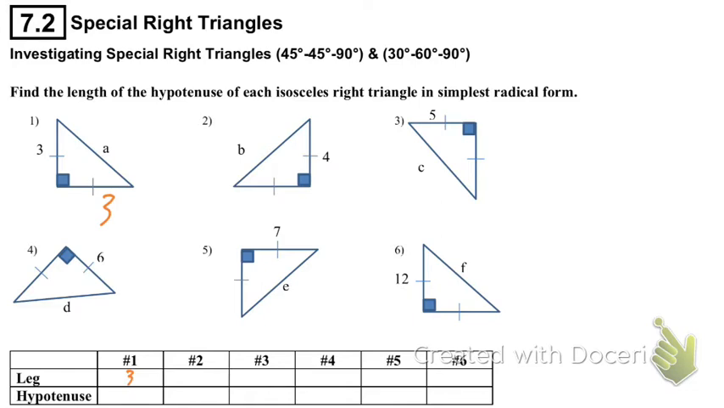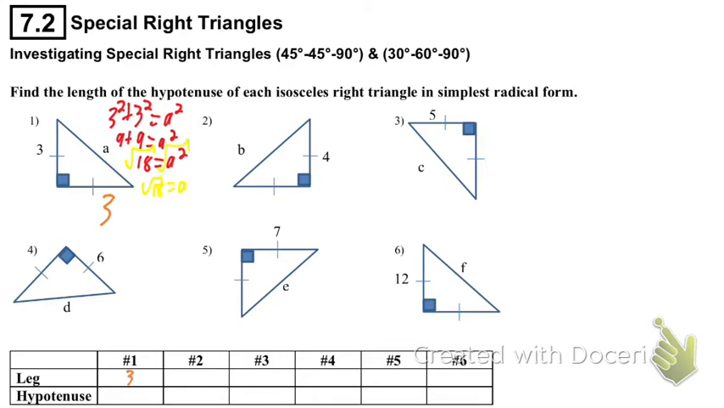On number 1, if we were using the Pythagorean theorem to find the hypotenuse here, we'd say 3 squared plus 3 squared equals our a squared. In this case, it's kind of weird to have a as the hypotenuse, but it's called a. So then we say, well, 9 plus 9 equals a squared. 18 equals a squared. And how do I undo that square on the a? Square root both sides. And so I have the square root of 18 equals a.